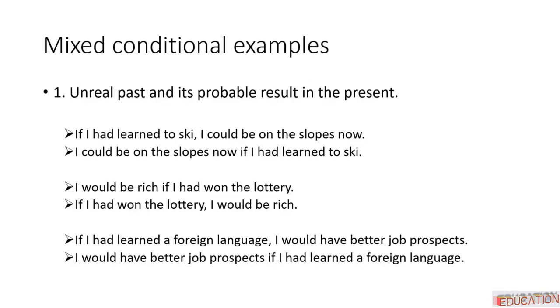So some examples of the first type. The unreal past and its effects in the present. If I had learned to ski, I could be on the slopes now. Well, the meaning here is, I didn't learn to ski, so I can't be on the slopes now. Second example. If I had won the lottery, I would be rich. This means I didn't win the lottery, so I'm not rich.